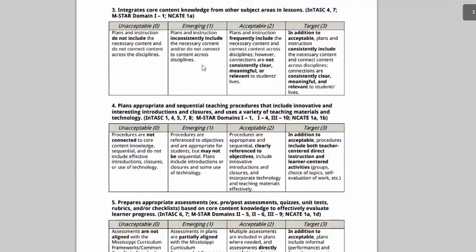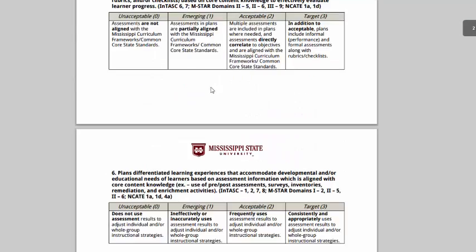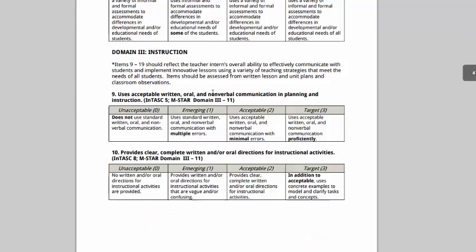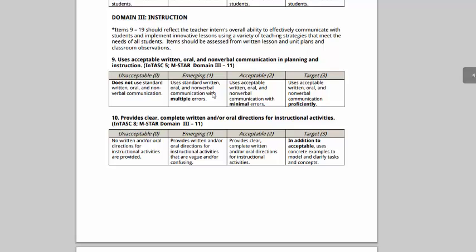To get domain 2, you'll see domain 2 is assessment. Do you have a strong assessment system, and are you going to give good feedback to the students? So that's kind of easy as well. Domain 3 gets into the instruction, and that's going to be the part that student teaching really is going to help you become a better teacher. So when you do student teaching, it's really going to help you with instruction because you get to practice that.